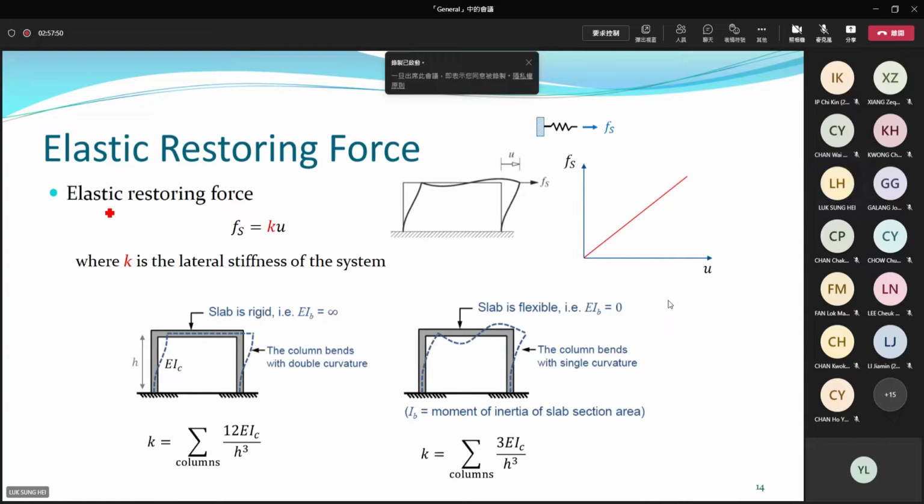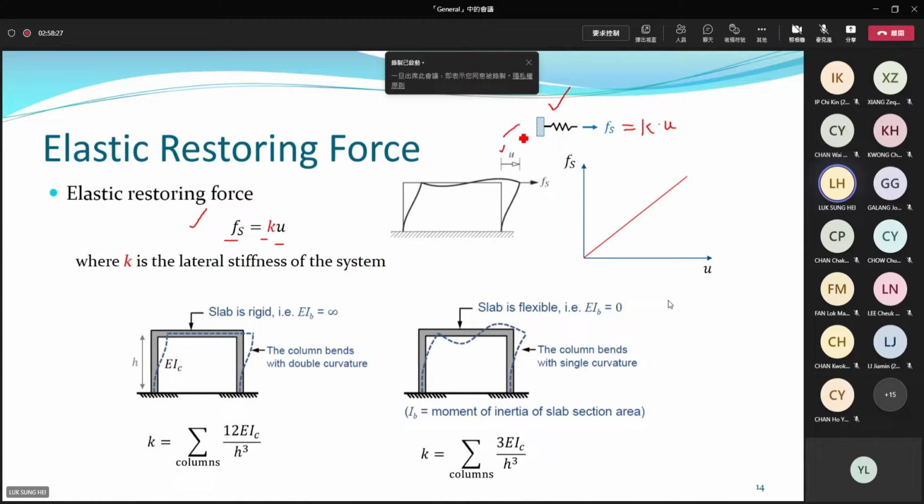K is not a new thing. K is stiffness, and we have played with stiffness for a long time. Where can we find stiffness? Firstly, we find stiffness in Hooke's law. Hooke's law tells us force equals stiffness times deformation: F equals Ku, where u means displacement. It's just like a spring. In the past, when you learned Hooke's law, you learned that force equals spring constant times the deformation.